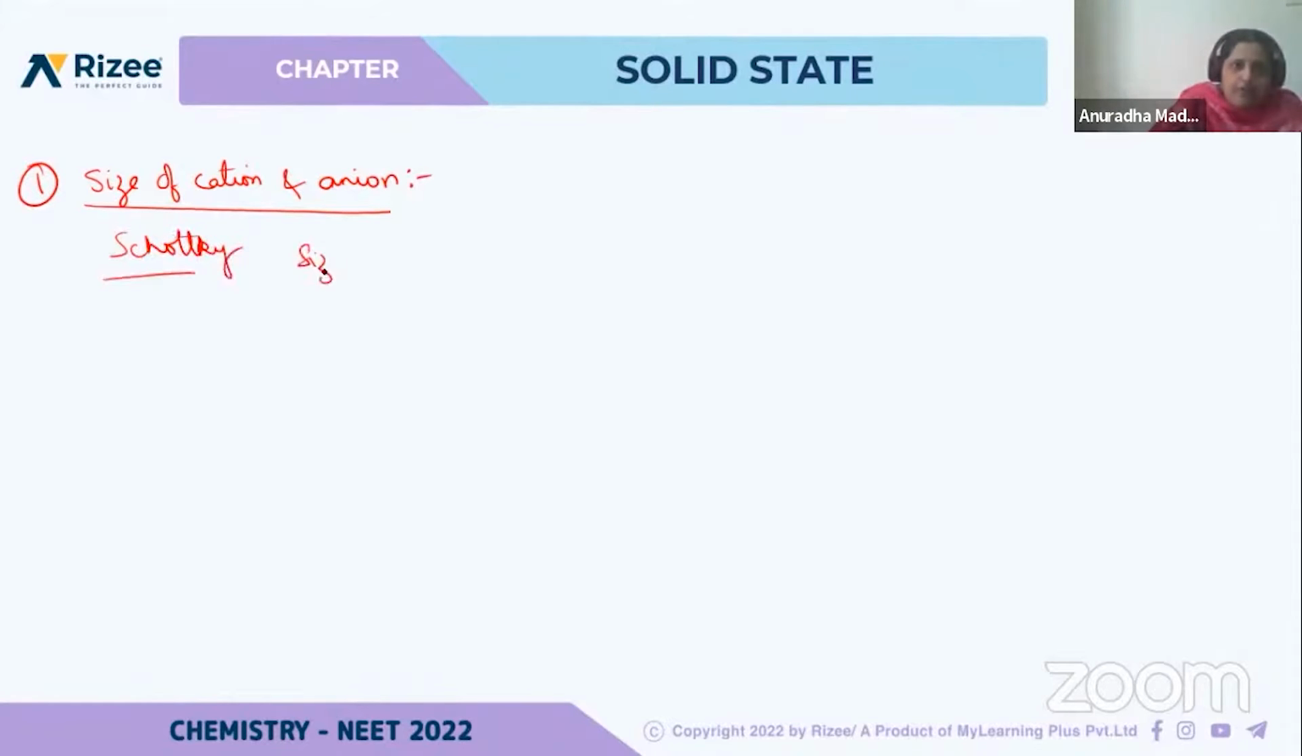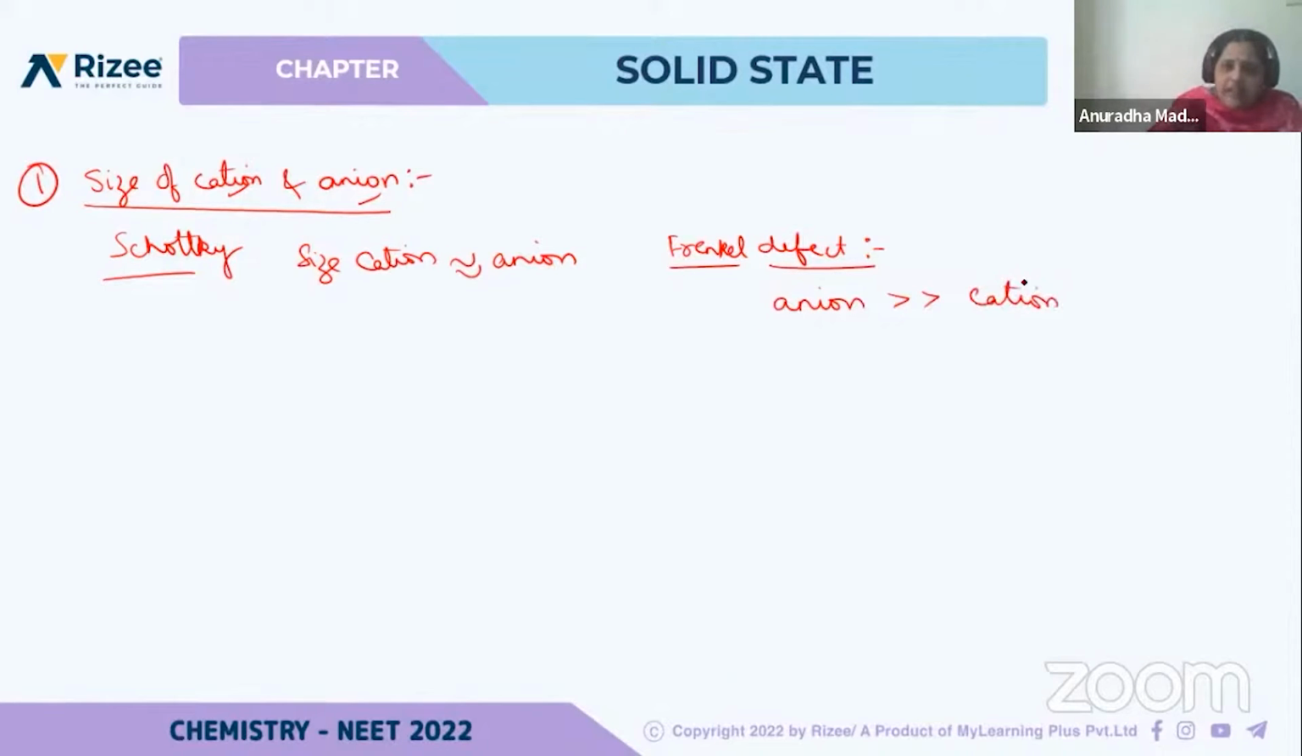So size of cation is comparable to size of anion, because the same number of cations and the same number of anions need to go out. Size of cation and anion both are comparable. But what about Frenkel defect? The size of anion is far greater than the size of cation.